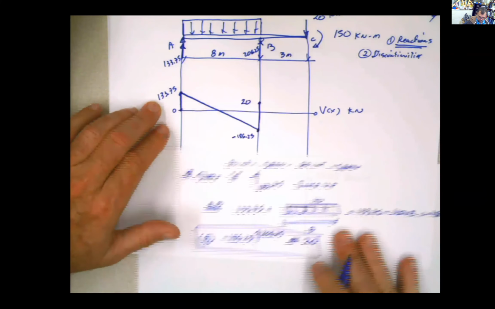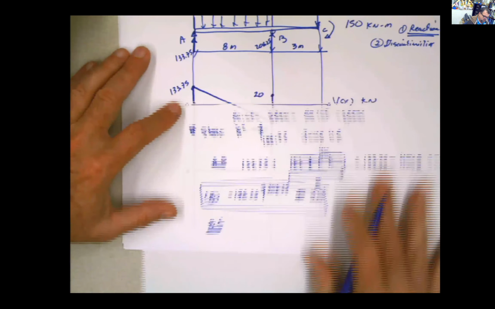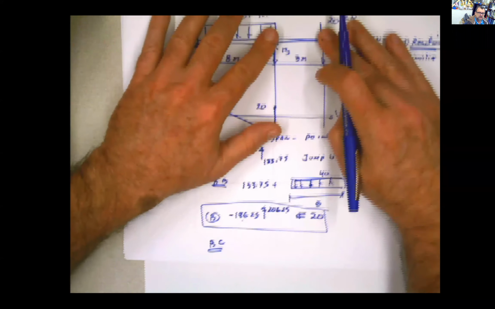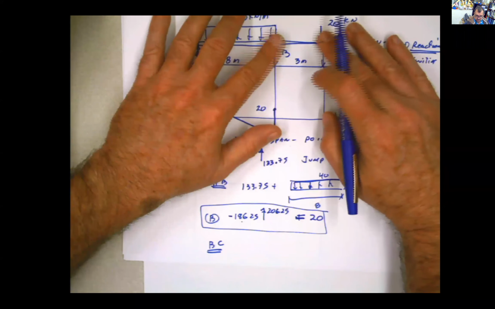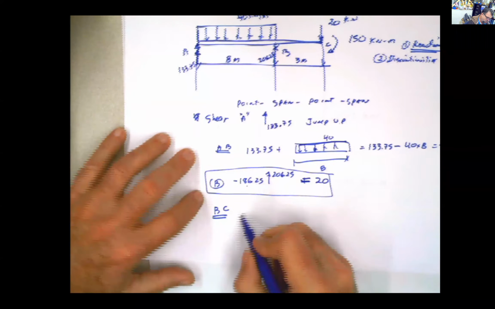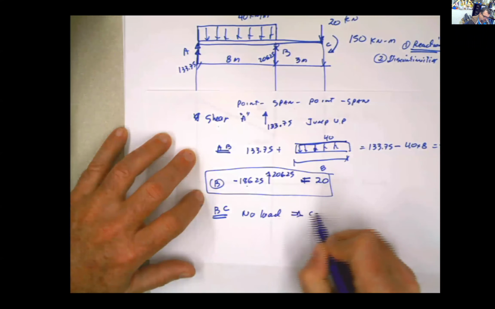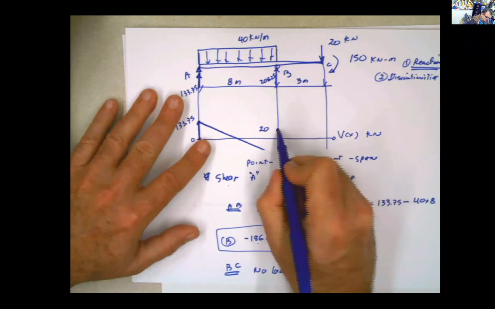And then you go to the span BC, and in the span BC here, do you see any shear load at the span BC? Is there any load in this span? So no load, that means that it's going to be constant. So from here, it's going to be constant up to that end.